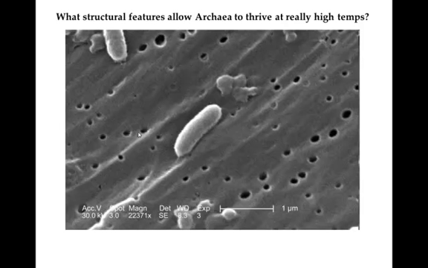So what is it about each of those macromolecules? What is it about their protein, their DNA, and their membranes that allows them to survive in these really high temperatures? It turns out that Archaea modify these molecules in such a way that makes them very heat resistant. So now let's take a look at each of these and start with protein.